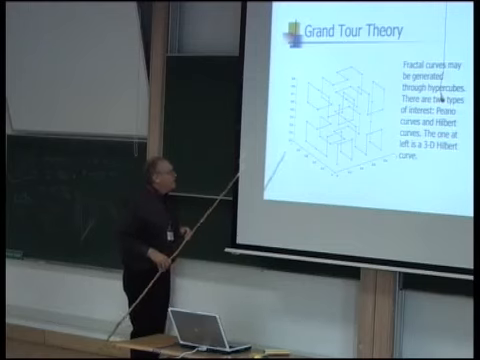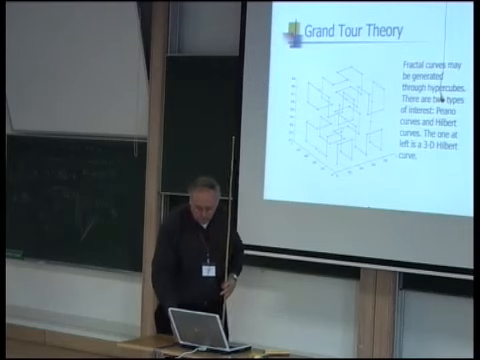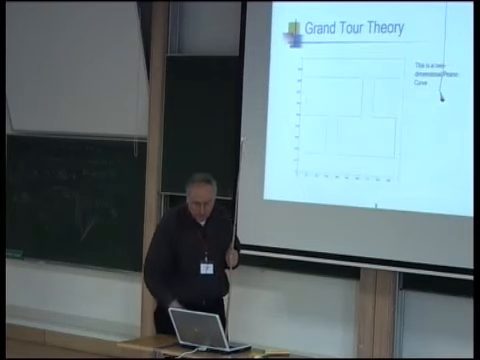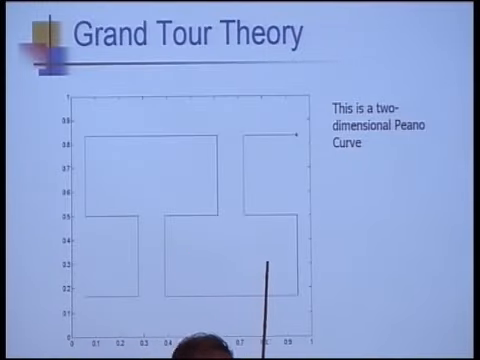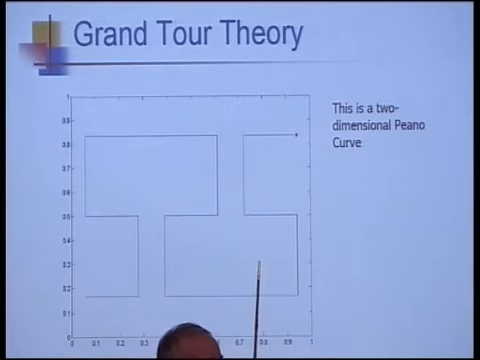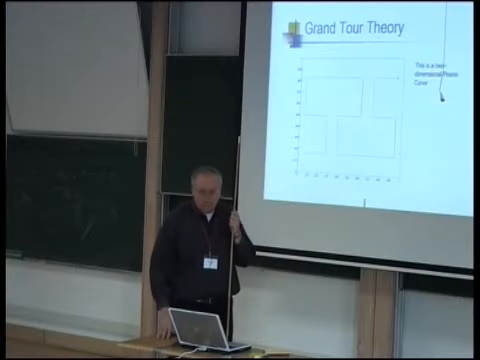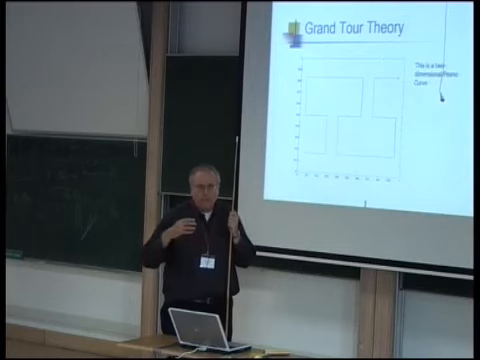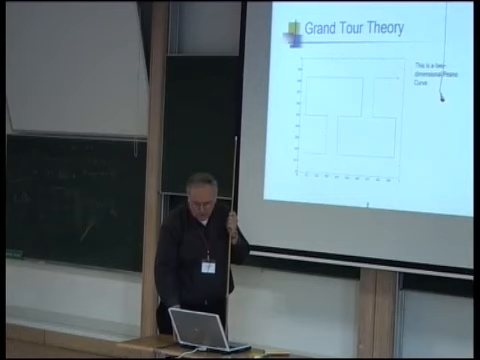There are analogs of these Peano curves and Hilbert curves in multidimensional space as well. This is a 2-dimensional Peano curve. We can have multidimensional Peano curves as well. So another way of doing the grand tour, the fractal tour, is, instead of looking at a path through the cube, to look at the fractal path through the cube.